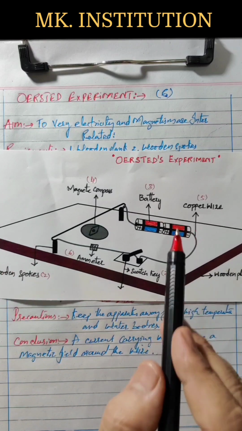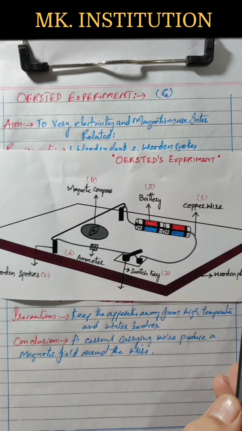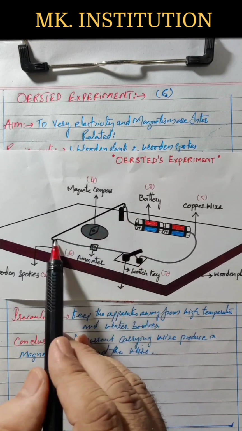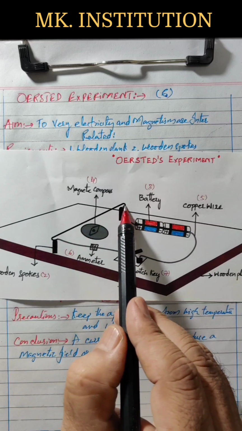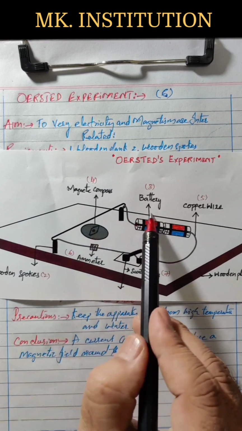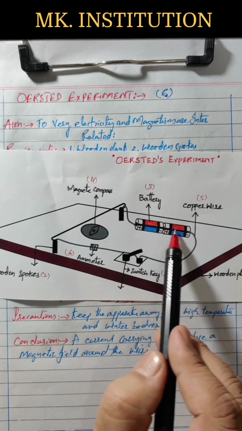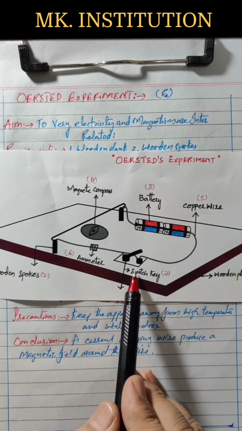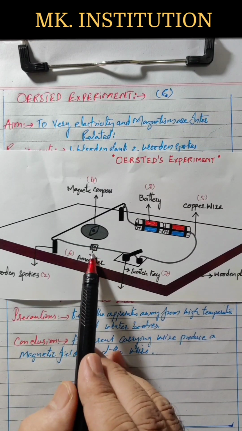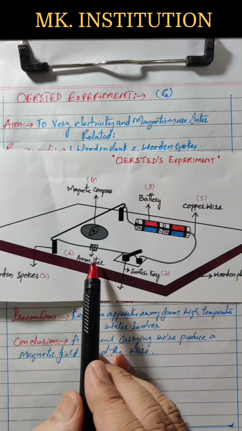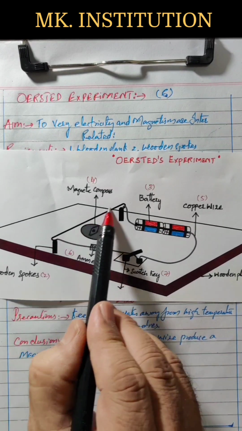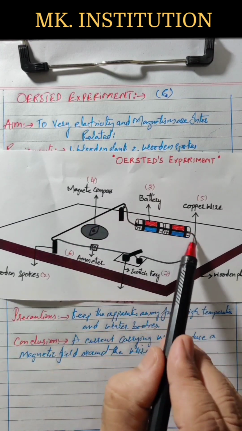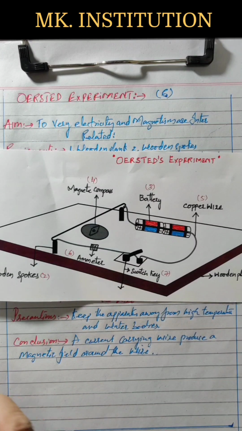This is the wooden plank. The first one is the wooden plank. After the wooden plank, there are wooden spokes, two of them, one and two, so that your wire stays straight. Clear? The next is the battery. These two batteries, Duracell, whatever it may be. The fourth one is a magnetic compass. Copper wire. Here the switch key is there. This is the ammeter. What is the ammeter doing here? It is an instrument to measure the current, whether the current is flowing in this circuit or not. This total is called the circuit. Clear? I hope everybody understood this.